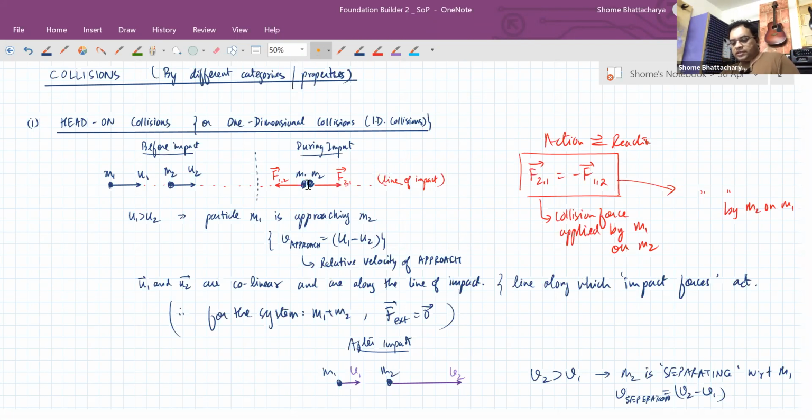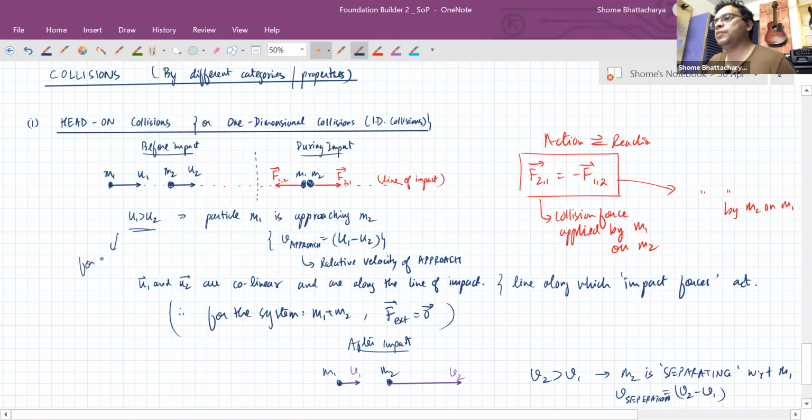Sir, if U2 is greater than U1, then what? Then the collision will not happen, because the distance between them is increasing. Okay, so for the collision to happen, this is the necessary condition. U1 must be greater than U2. This is necessary for collision. For impact to occur, this must happen. They must be approaching each other. They cannot be separating before.